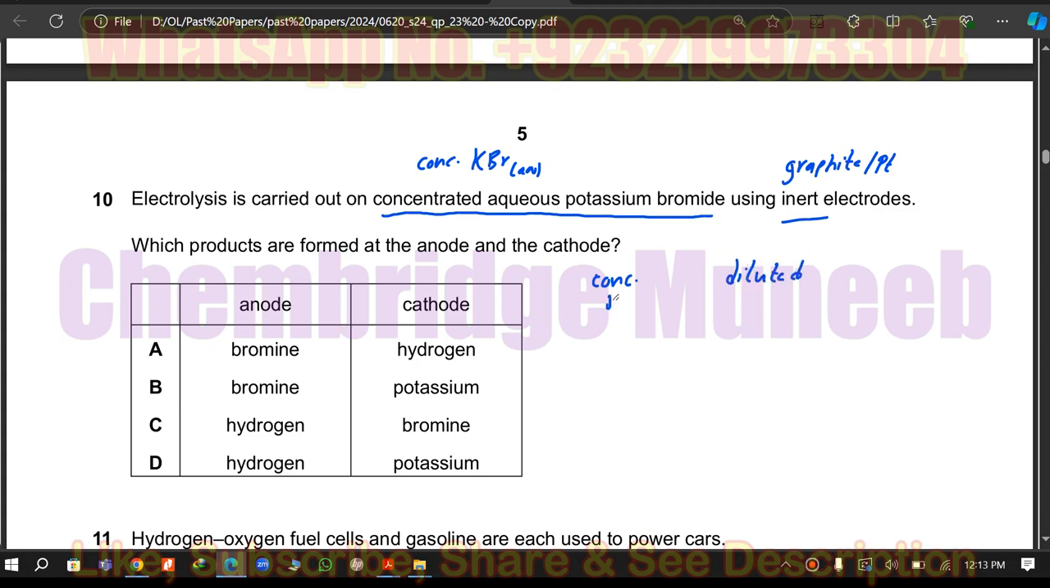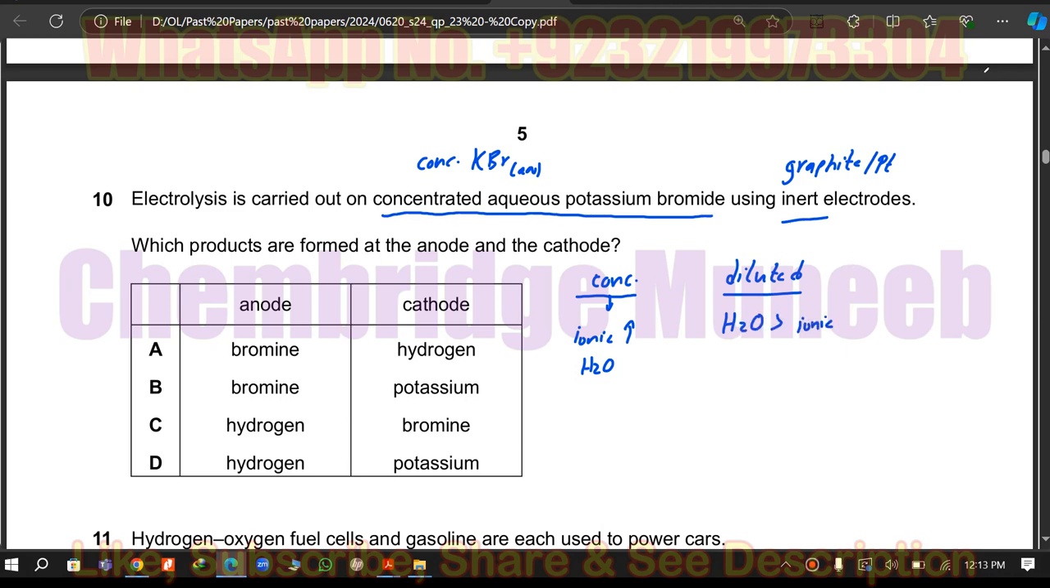For the concentrated compound, the amount of the ionic compound is more as compared to the H2O in which the ionic compound has been dissolved, whereas in case of the diluted, the H2O amount is more than the ionic compound.